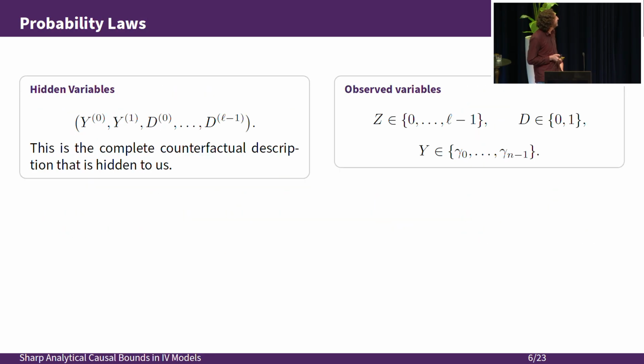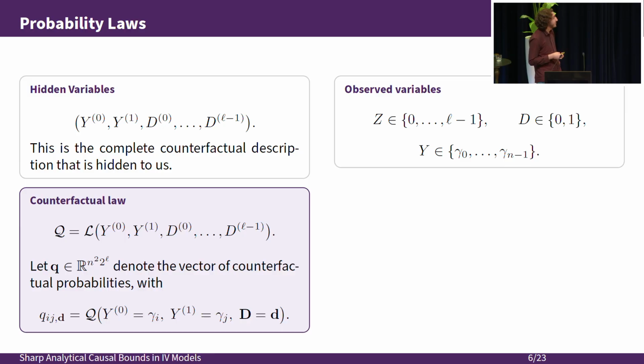So now we talked about instrumental variable. Now we are going to talk about our hidden and observed variables. We have potential outcomes on the left side and our observed variables on the right side. And we want to distinguish these two using probability laws.